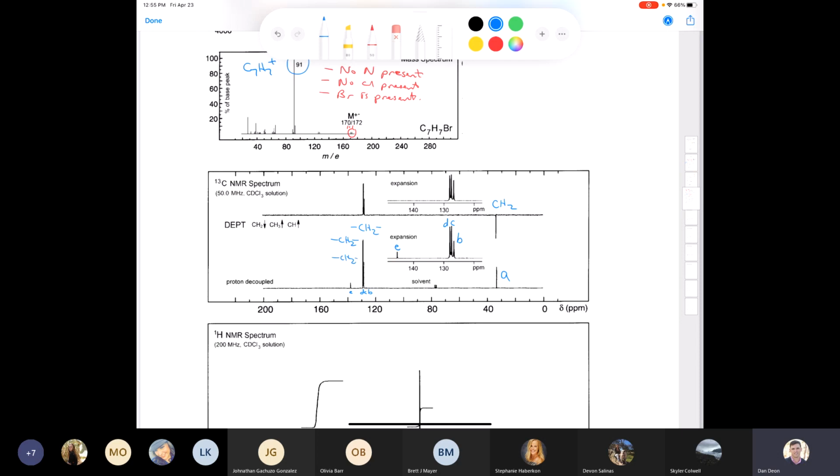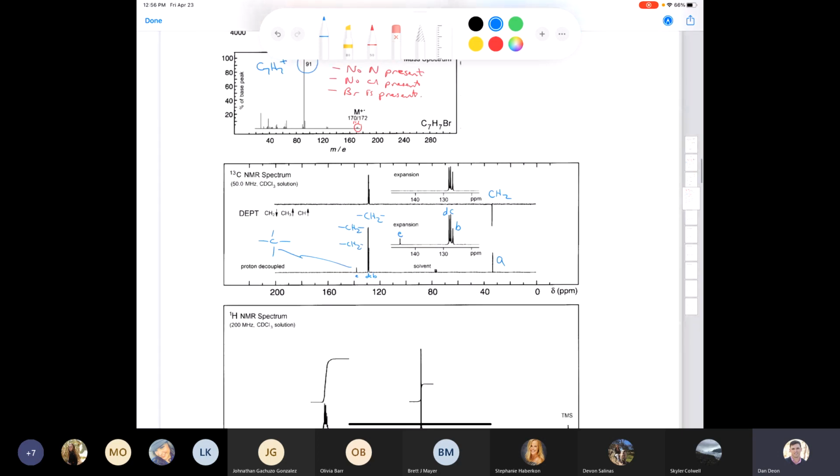And then E is missing. Sorry, I missed E. I missed it because it's missing. E is missing, and E must be a carbon that has no hydrogens attached. So this is E, a carbon that has no hydrogens attached.